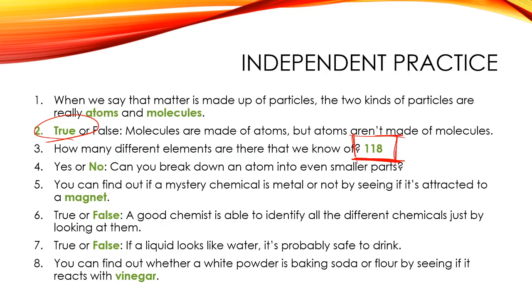Number 4, yes or no? Can you break down an atom into even smaller parts? The answer is no. An element is defined by its atom. You can't break it down into anything smaller. Number 5, you can find out if a mystery chemical is metal or not by seeing if it's attracted to a magnet. That's what Sabrina did in the Crash Course video to identify which of her 2 objects was metal.